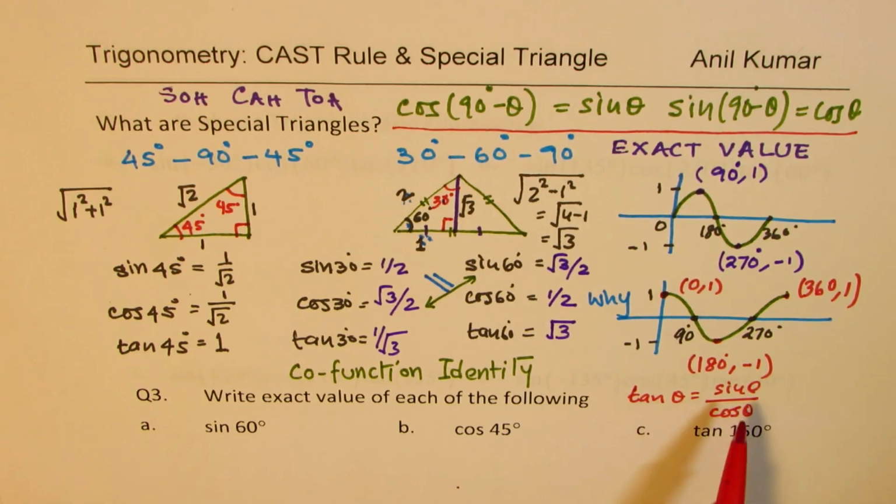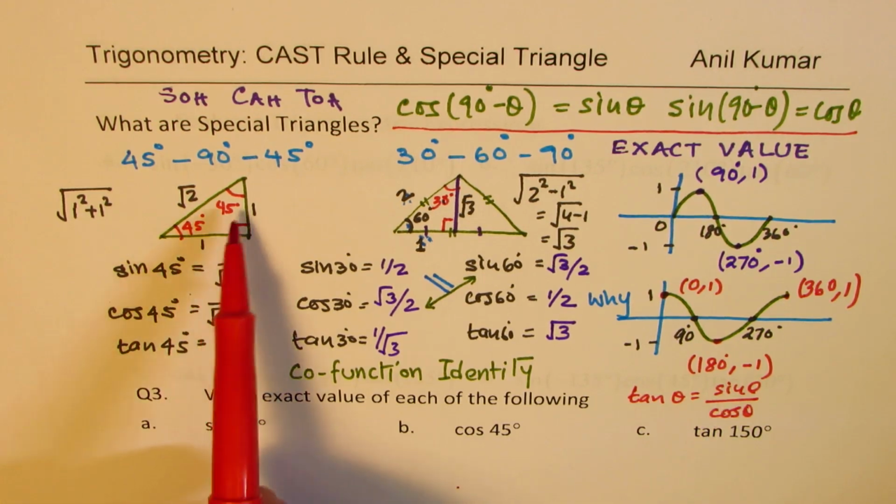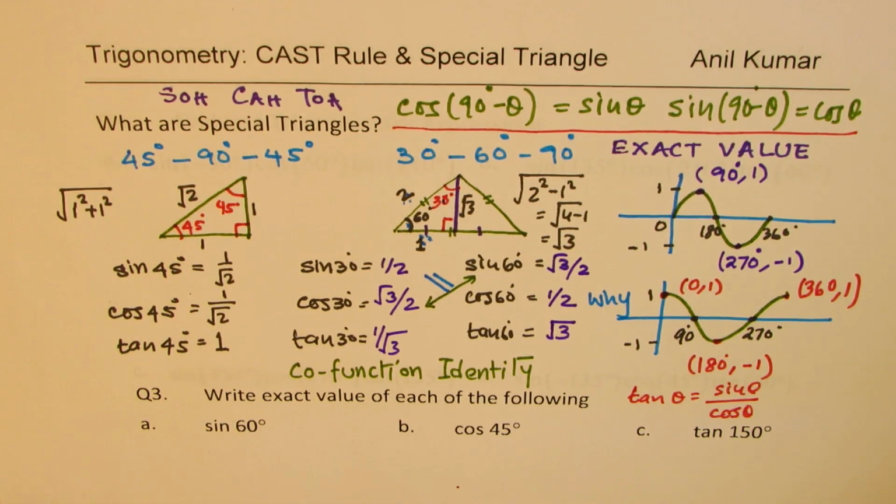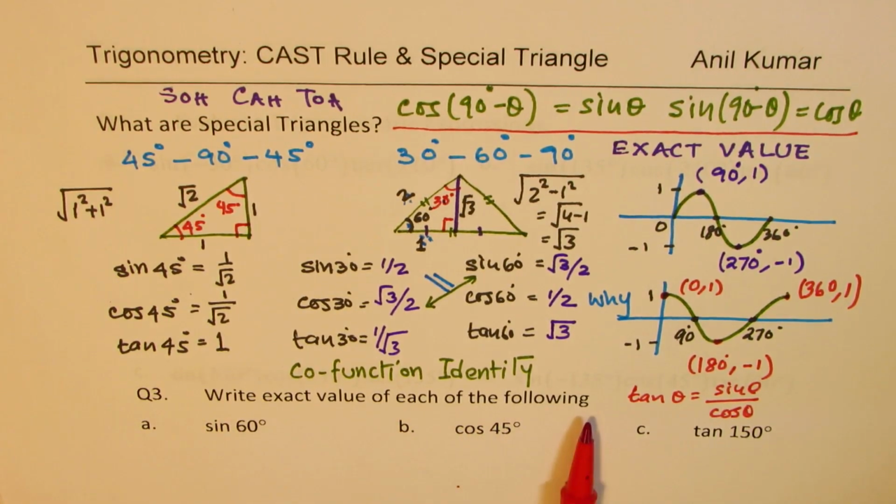And when is tan 1? When both are the same, which is for 45 degrees. We already have this value. Perfect. Now with this in mind, there are 3 questions for you. Write the exact value of each of the following: sine 60 degrees, cos 45 degrees, tan 150 degrees.